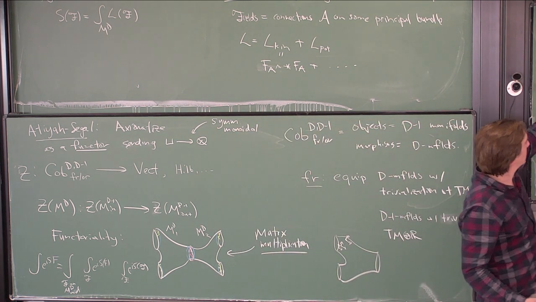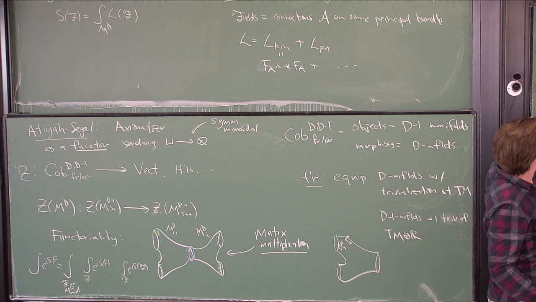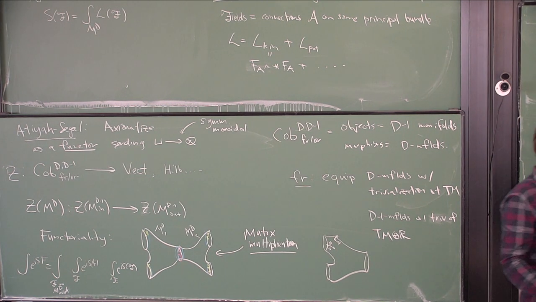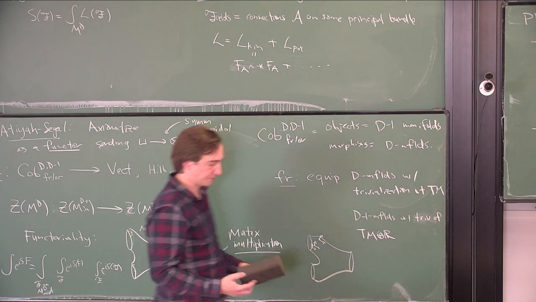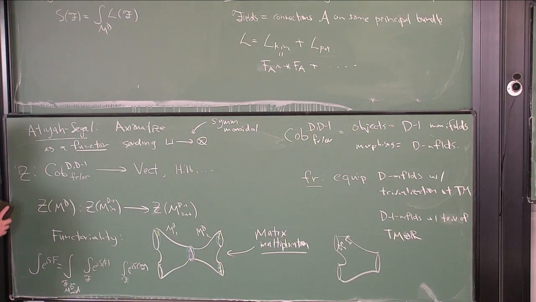I don't really mean to present this as a completely well-oiled machine. It's just a place of a lot of examples. Yeah. About vanishing of Betti numbers and things.